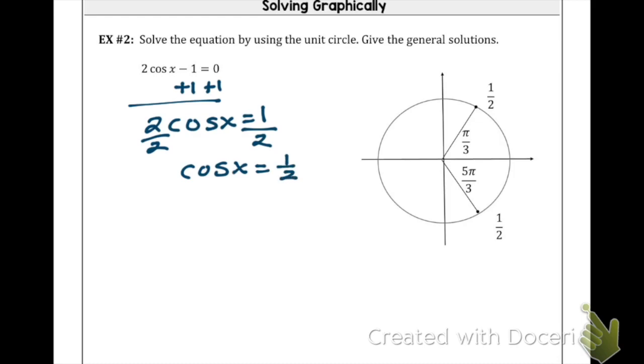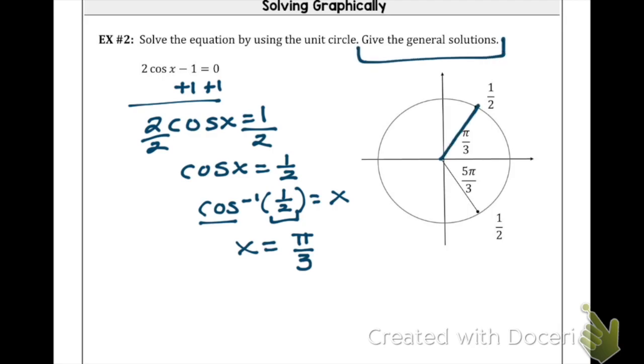So now this looks like what we were just doing in lesson 9, right? So we need to do the cosine inverse of 1/2, which is going to be equal to x. So I need to think about what angle has a horizontal displacement of 1/2. Well, that means it's higher than it is wide, so pi over 3. So x would equal pi over 3 if we were living in here. So pi over 3, we're at 1/2. So there is our x, which is the same as our first angle.